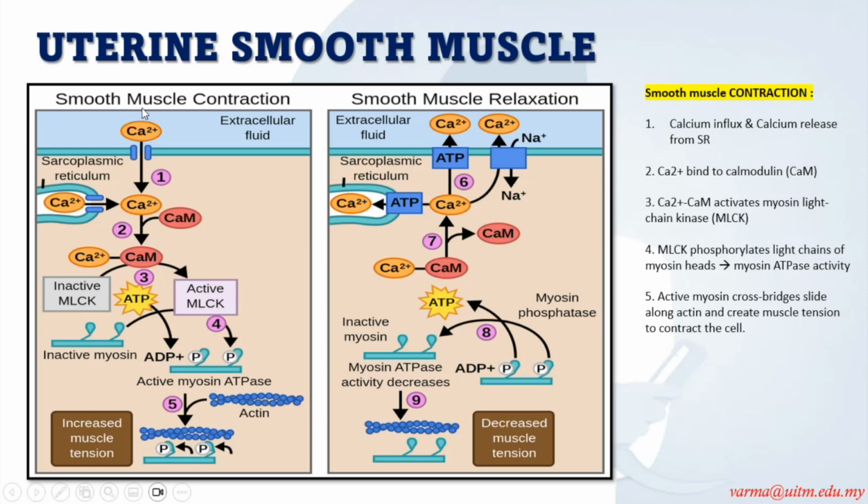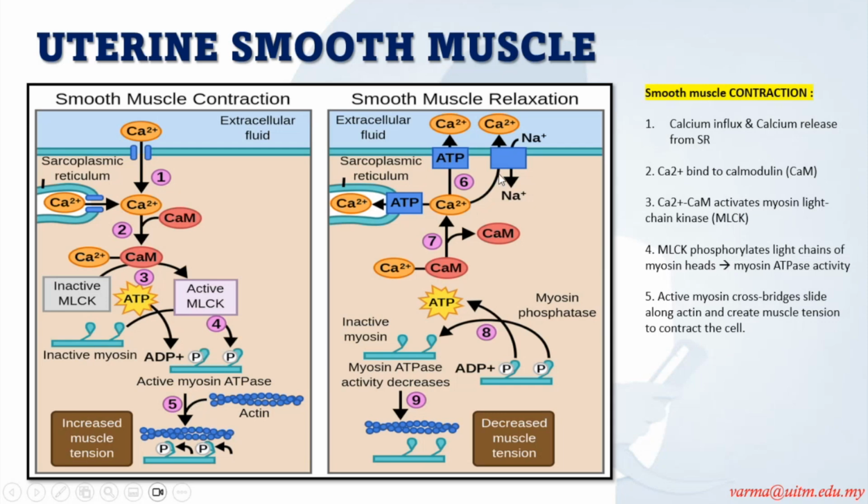Calcium is being influxed, which also causes release of calcium from the sarcoplasmic reticulum, then binding to calmodulin. Calmodulin activates the myosin light chain kinase, an enzyme. That enzyme causes phosphorylation of the light chain of myosin 8 using myosin ATPase activity, and that linkage will cross bridge, will slide along the actin and cause the muscle contraction, the sliding filament theory.